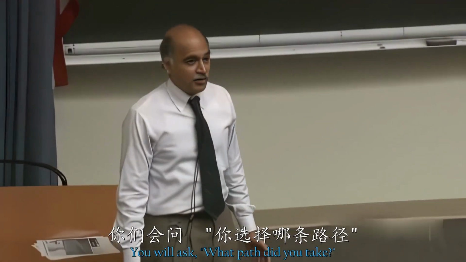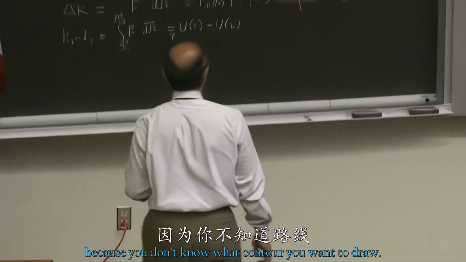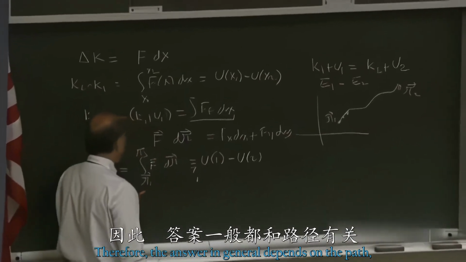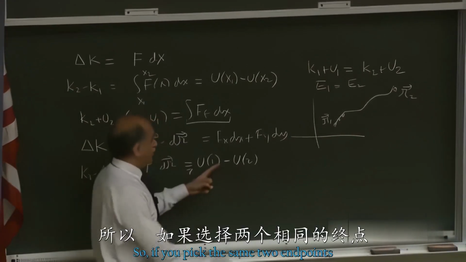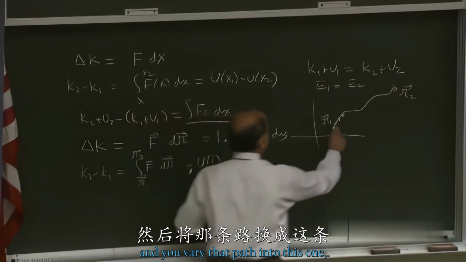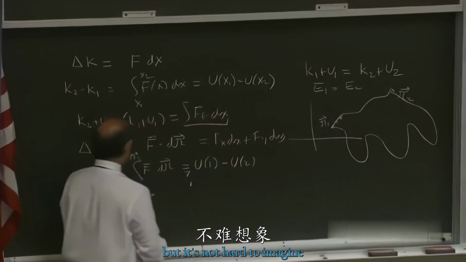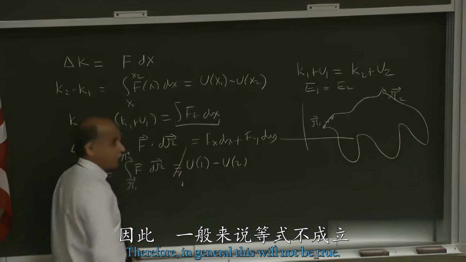You will ask, what path did you take? And unless you specify the path, you cannot do the integral, because you don't know what contour you want to draw. Therefore, the answer in general depends on the path, but this right-hand side does not. So if you pick the same two endpoints and you vary that path into this one, the right-hand side doesn't change, but it's not hard to imagine the left-hand side would be different. Therefore, in general, this will not be true.